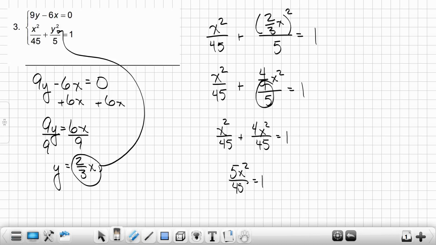5x squared over 45 equals 1. I'm just continuing this up here, because I need to continue going down. What do I do to get x by itself? By 45, guys. Multiply by the denominator. What do you mean what? Why would you multiply? Oh, to get rid of the 45. Yeah. Oh, I thought you meant the actual x by itself. Okay.